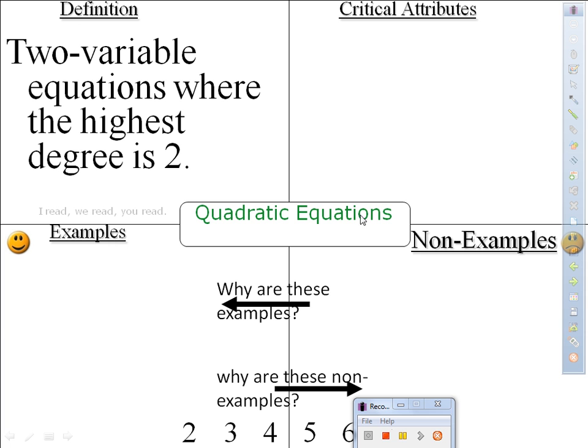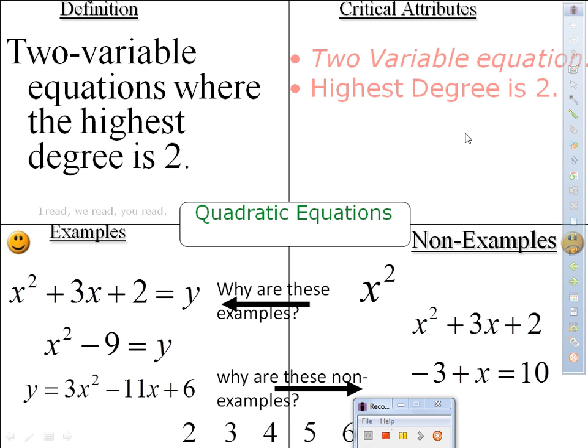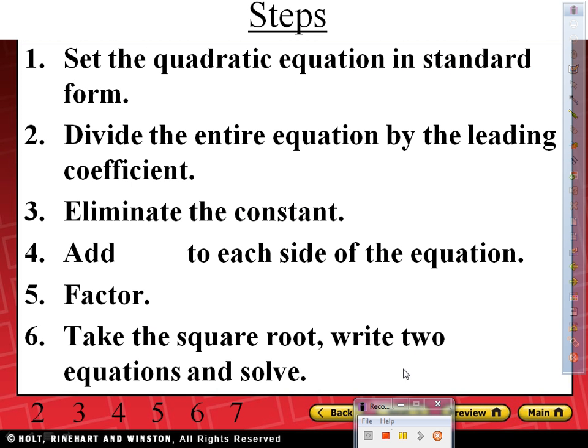We already know what quadratic equations are, so we don't need the Frayer model. Okay? Two variable equations, highest degree is 2, but we do need steps. This is one that has a lengthy process. Here we go. Write these steps down, please. Step 1, set the quadratic equation in standard form.